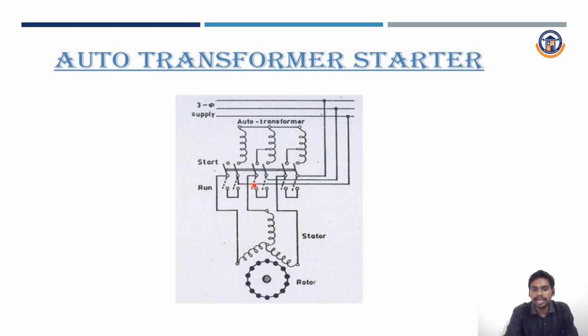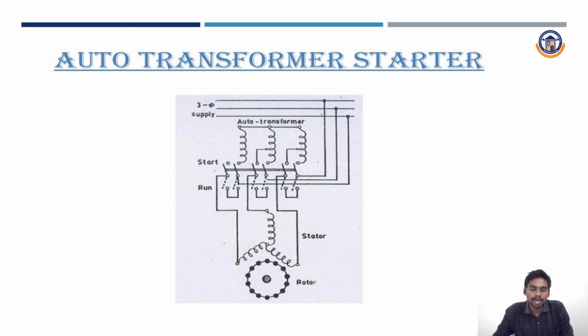Now the contacts are NO, that means normally open condition. When the supply is given, the coil will be energized. The all NO contacts are changed over to NC. NC means normally closed. It will be connected to the stator. In the stator the flux will be produced and the rotor will rotate. So all the starters do the same operation. This also does the same operation.